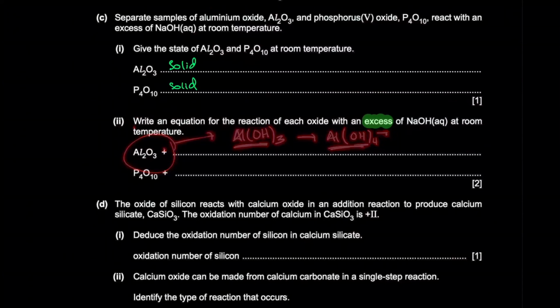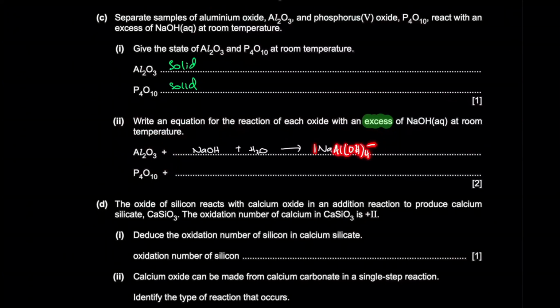to form Al(OH)4 minus. So for the equation, we have Al2O3 plus NaOH plus H2O gives you NaAl(OH)4. This is your anion, Al(OH)4 minus, and this is your cation, sodium, Na plus. And then to balance this, we're going to have 2, 3, 2.